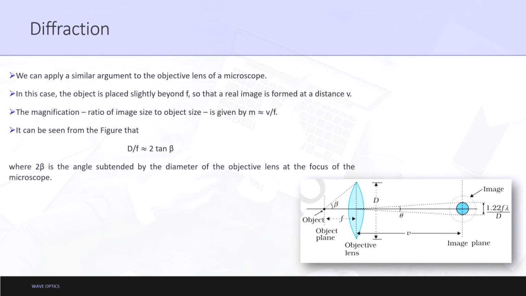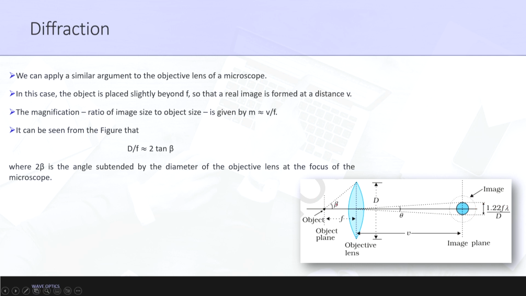After this, let us move on to further discussion on this concept. Now we can apply a similar argument to the objective lens of a microscope. In this case, the object is placed slightly beyond f. Please look over this diagram, I will try to explain. This is a convex lens, and an object is put here. This is the point at which we need to find the image. The image is formed on a plane, and the resolving power which we got is 1.22 f lambda by a, or we can write it as 0.61 lambda by a, where capital D is equal to 2a.